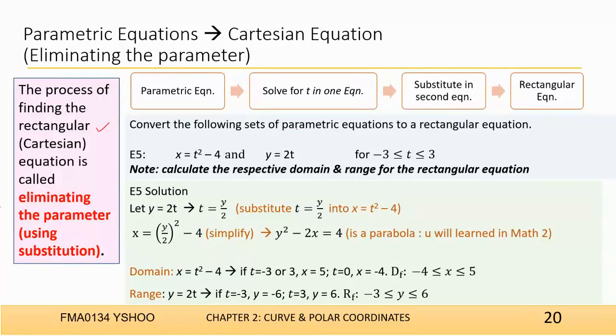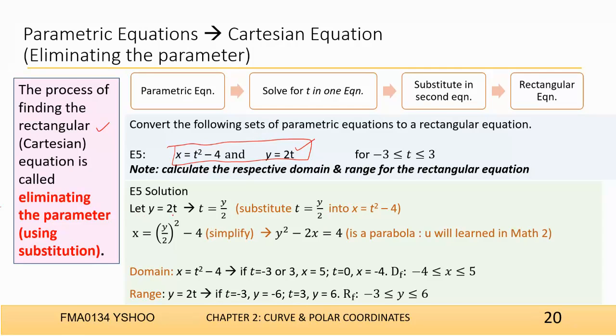Okay, so let's say we have one pair like this one: x equals t squared minus 4, y equals 2t. If we look at both equations, this one is easier to solve for t. Why this one? Because later on you would have a square root of x, something that we try to avoid. So we choose y equals 2t.